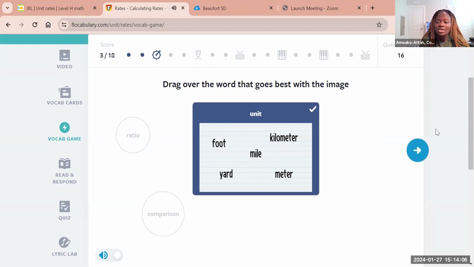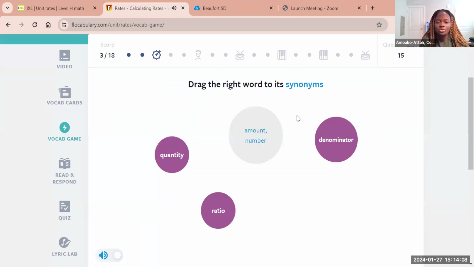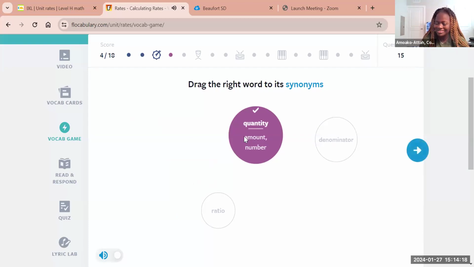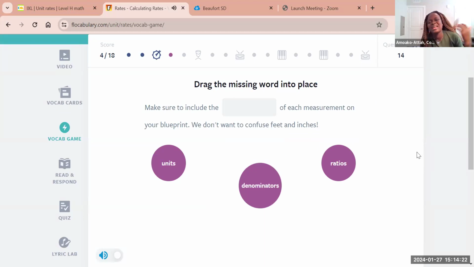Perfect, guys. Good job. What about this? Synonym, right? Amount, number, and I will go in for quantities, and that is correct. You guys are doing awesome. Let's do the last two problems. I'll leave it to the rest.